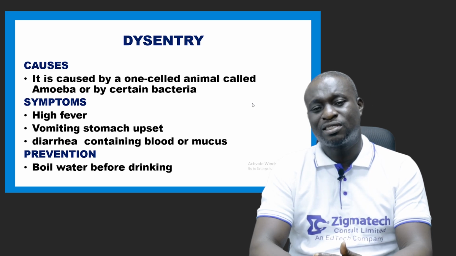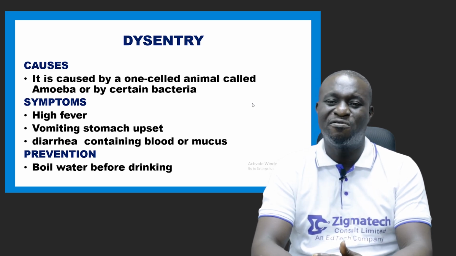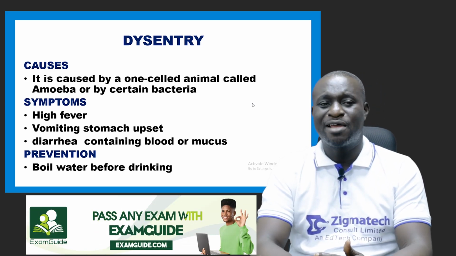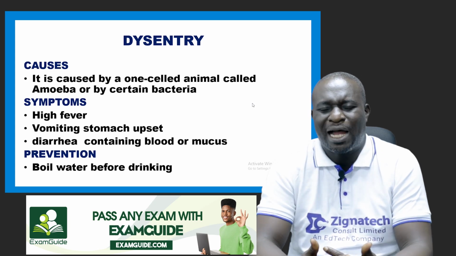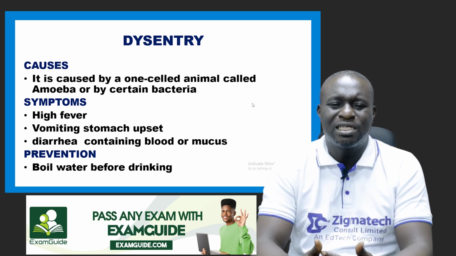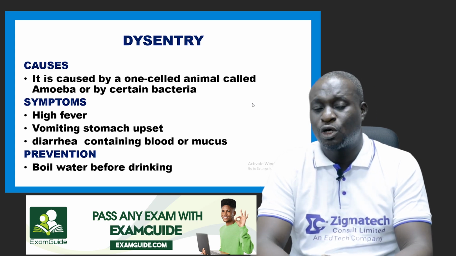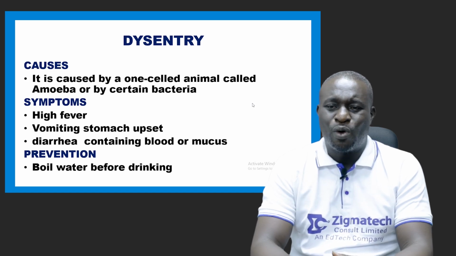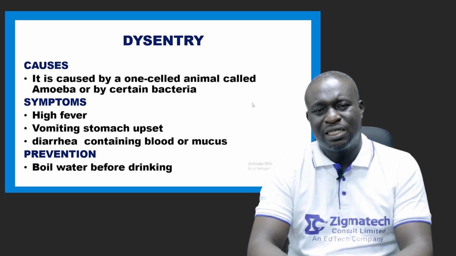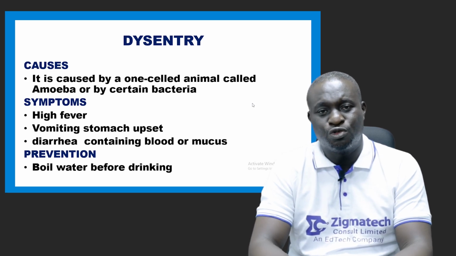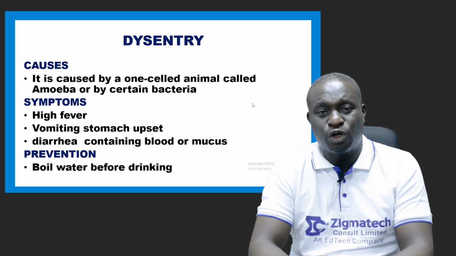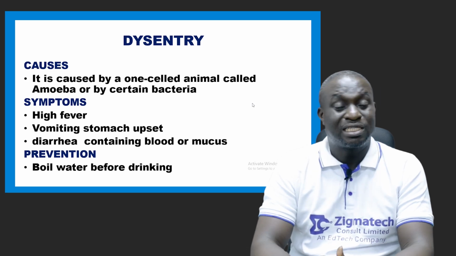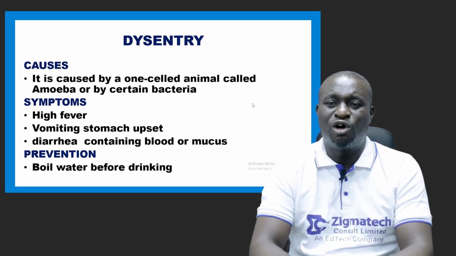However, there are several symptoms that show that one is infected with these bacteria or protozoa. One of them is high fever. Then there is also vomiting and stomach upset. Another thing is that the person experiences severe diarrhea, and when the person passes the frequent stool, it contains blood, or you see mucus in the stool. These are signs of dysentery.